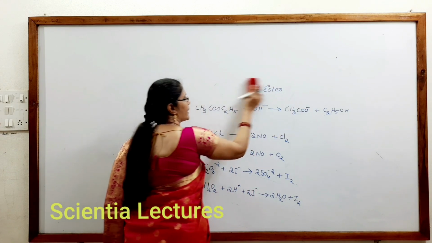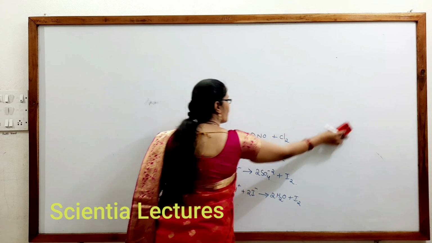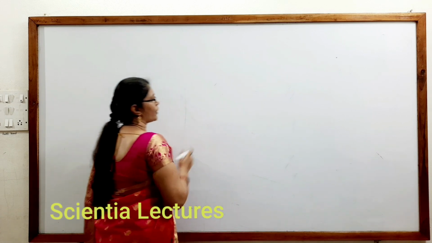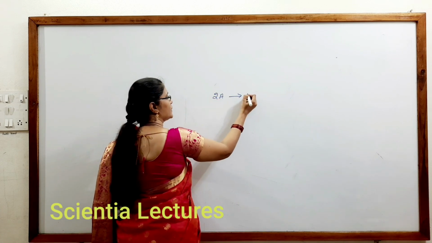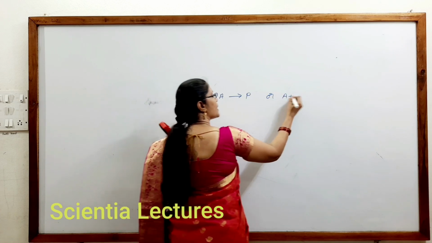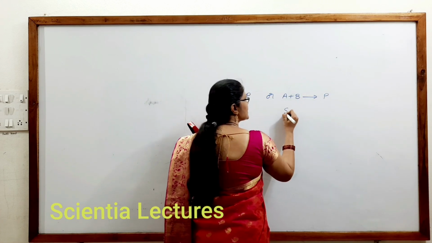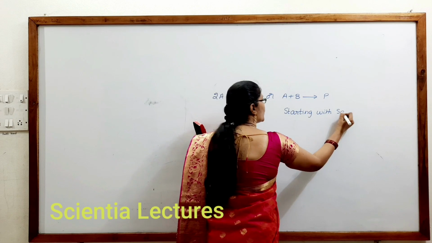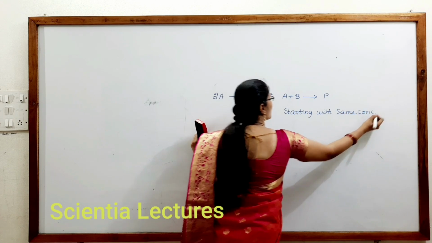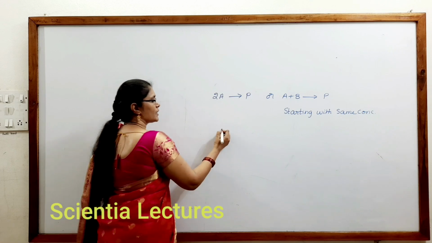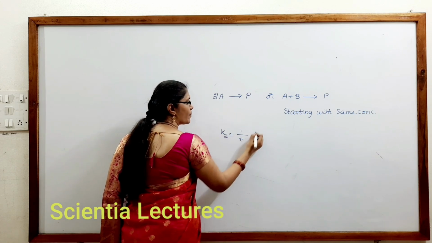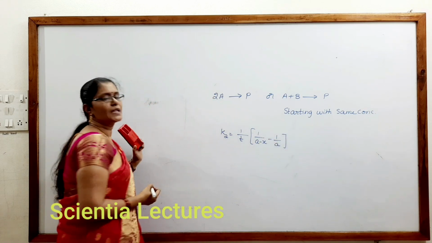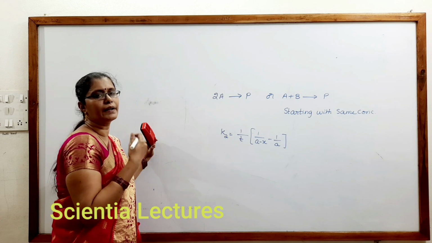So remember, second order reaction is of two types. 2A gives rise to products, or A plus B gives rise to products starting with the same concentration. In both the cases, we will get the rate equation as K2 is equal to 1 by T into 1 by (A minus X) minus 1 by A. This is what we have derived from the nth order rate equation.